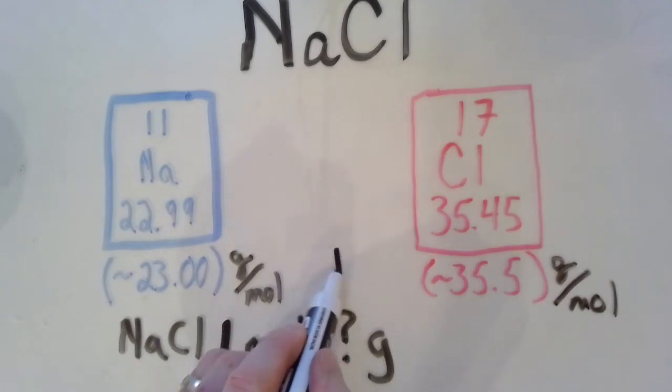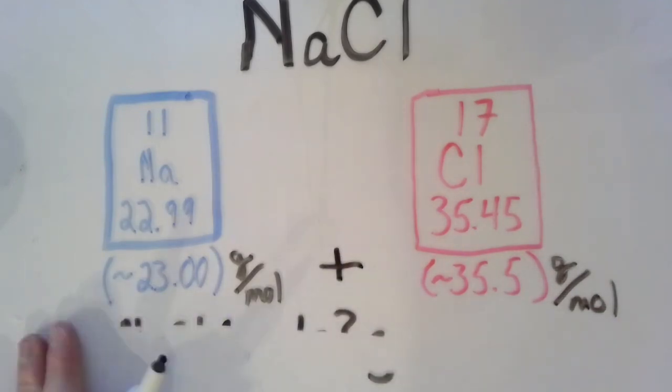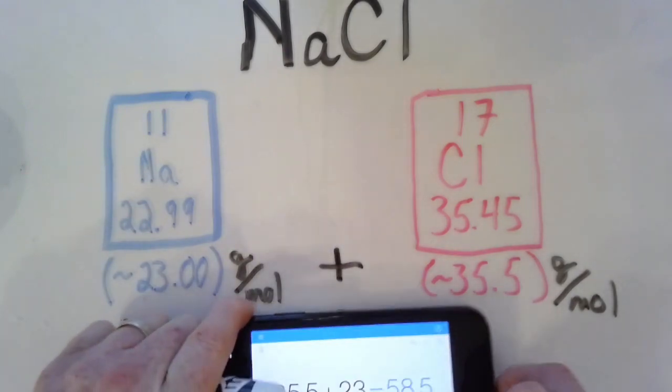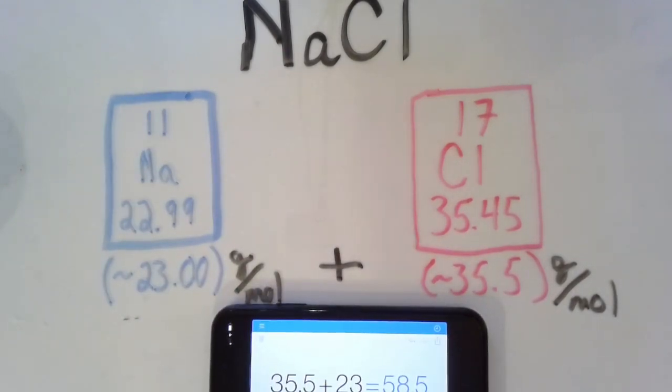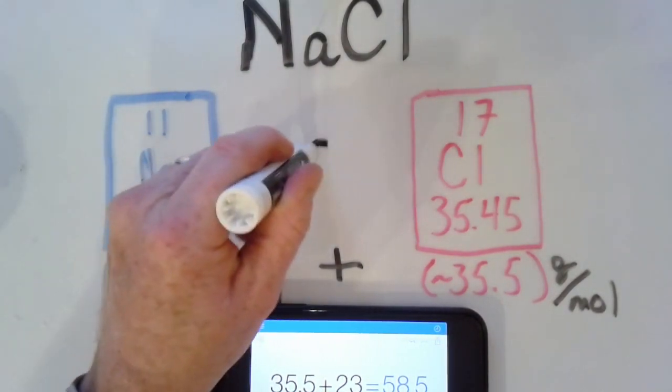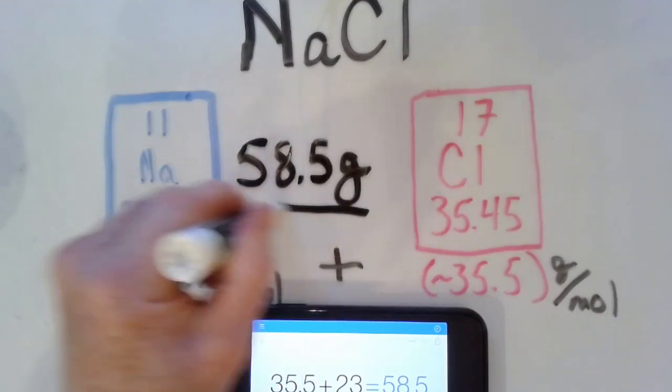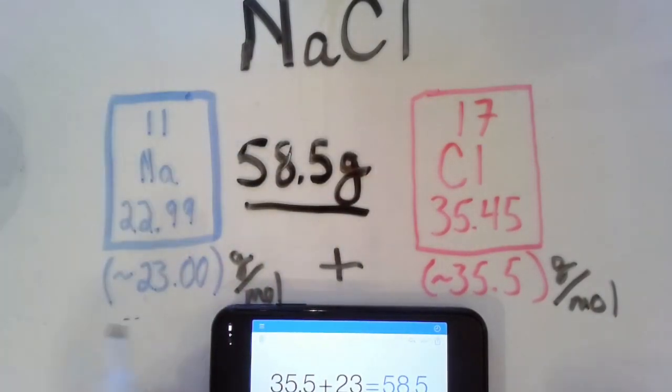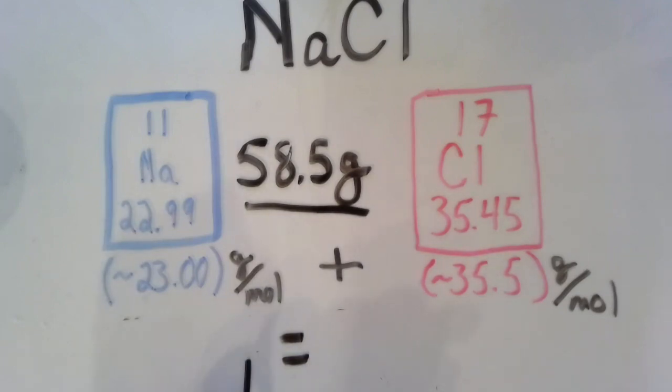All we've got to do is add these two numbers together. And when we do, we get 58.5. That's 58.5 grams of salt is going to be equal to 1 mole of NaCl. So now we've got it. We've got a way to calculate for this compound that we're very familiar with. Let's see what it actually looks like.